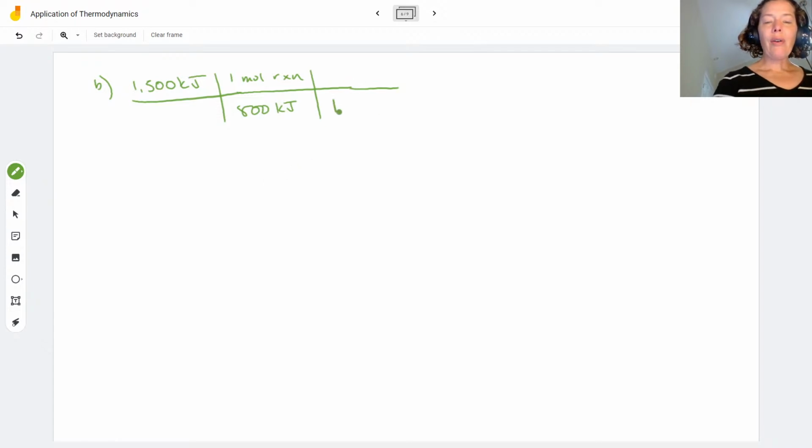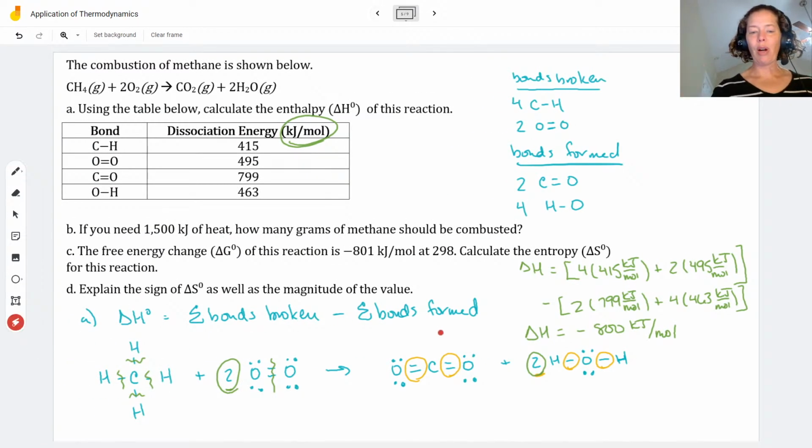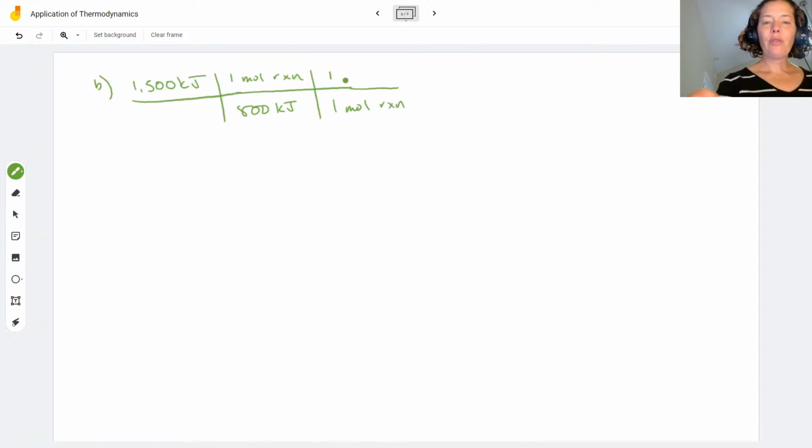All right, so now I need to convert out of my 1 mole of reaction to whatever moles I'm talking about in my problem. This one asked me for methane, so looking at my balanced chemical equation, it's a 1-to-1, so that makes it nice and easy. So this goes to 1 mole of methane. And then finally I need grams, so that's just a simple mole to gram conversion using the molar mass.